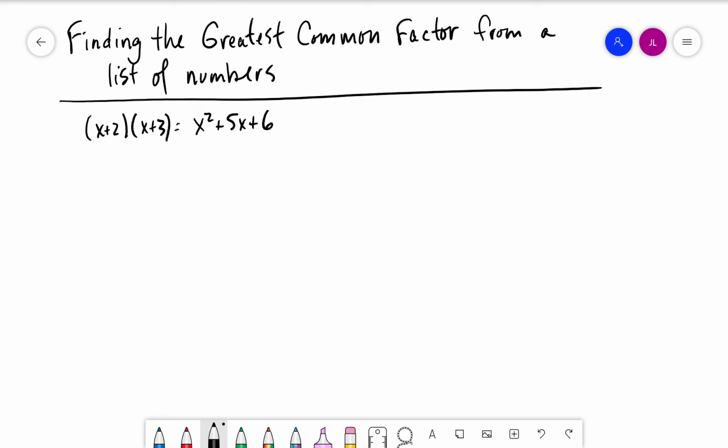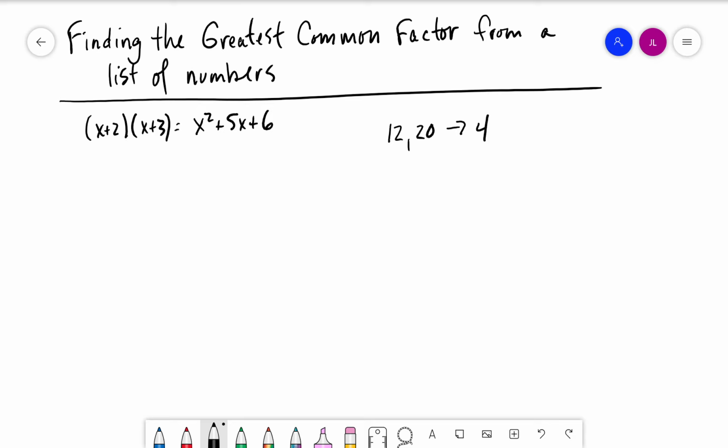Okay. Now, what this means is the greatest common factor. That's from a list of integers, because that's what we're looking at here, a list of numbers. The greatest common factor from a list of integers is the largest integer that is a factor of all integers in the list. Okay. So if we have a list of 12 and 20, the greatest common factor of 12 and 20 is 4, because 4 is the largest integer that is a factor of both 12 and 20.